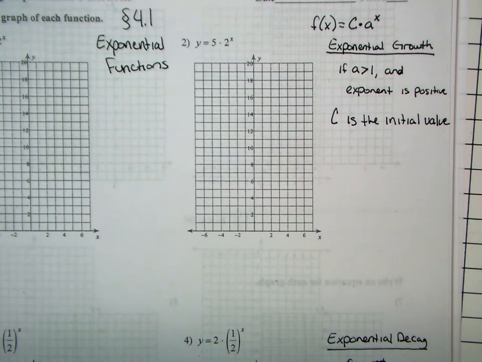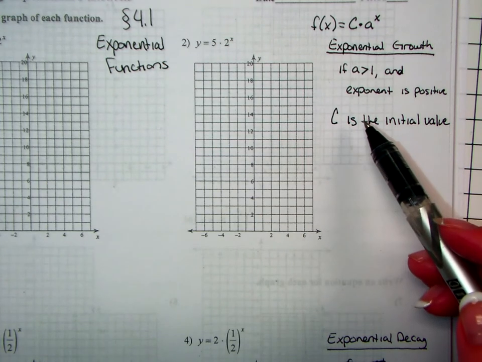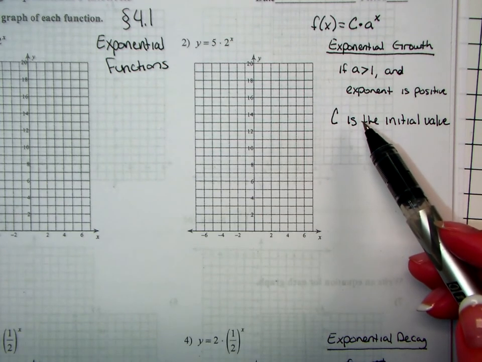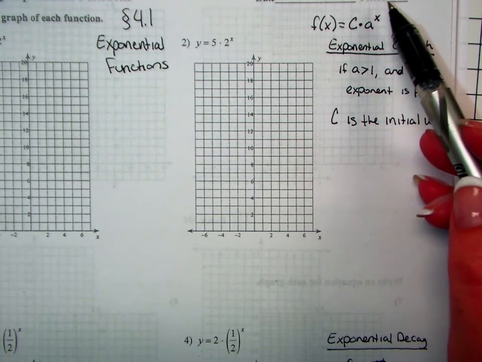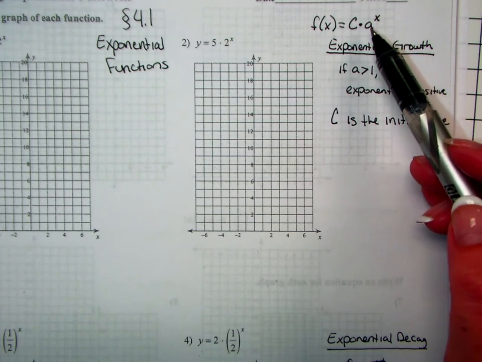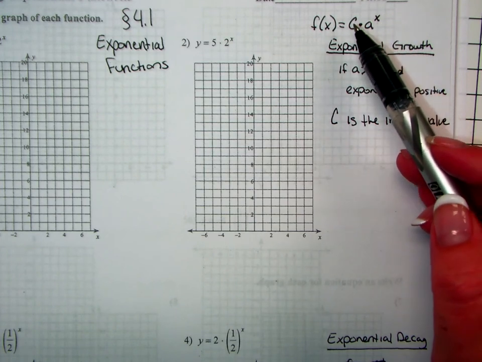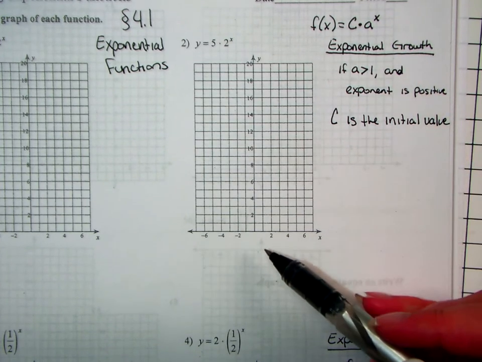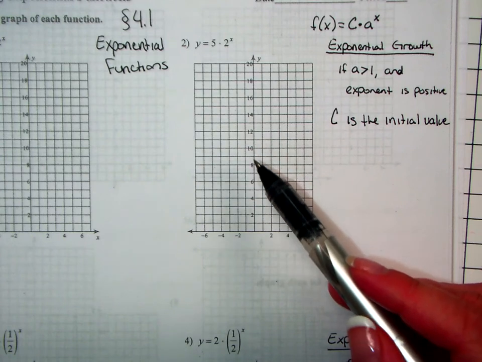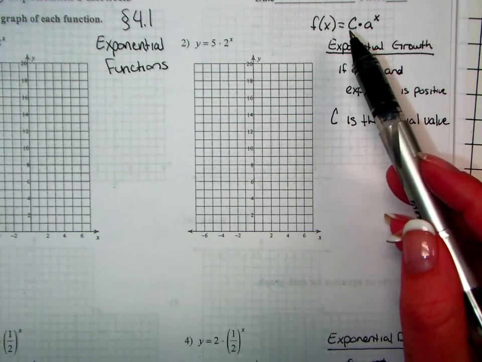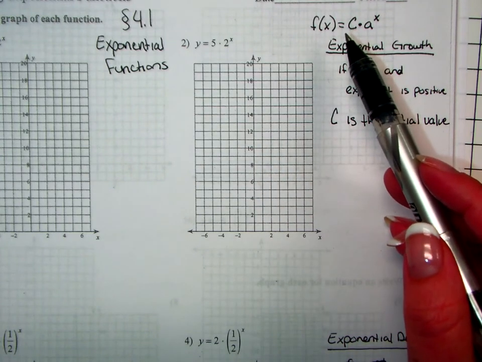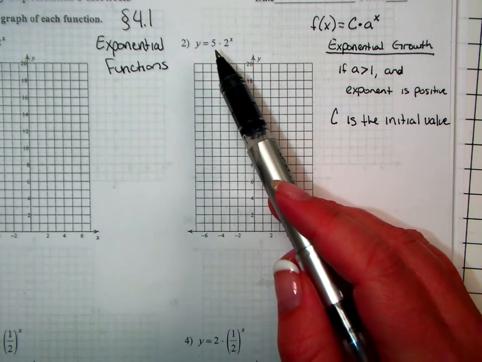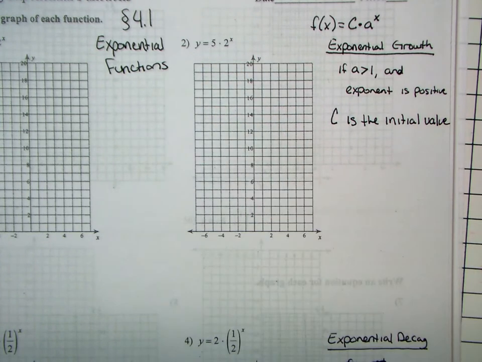All right, so it's the initial value, because if we were to plug 0 into the function, we would get a to the 0, which of course is 1, and then 1 times c. So when x is 0 on the y-axis, we're always going to get a value of c. So all of these equations, you'll see where to place that c value on the y-axis.